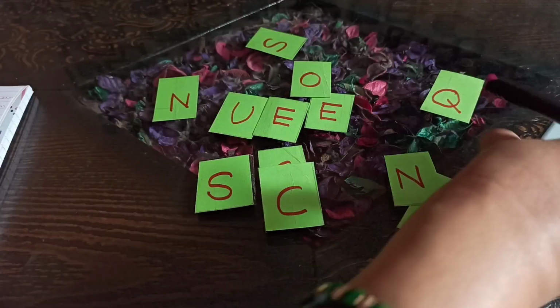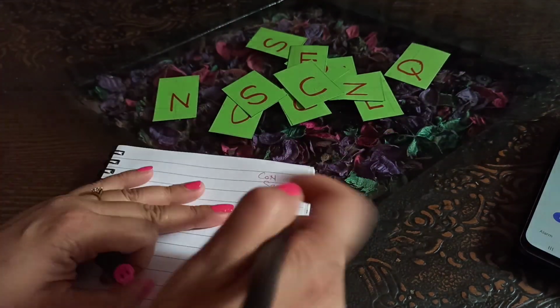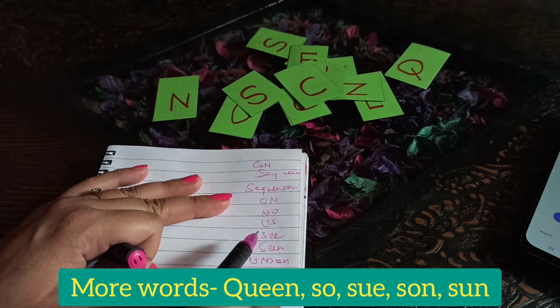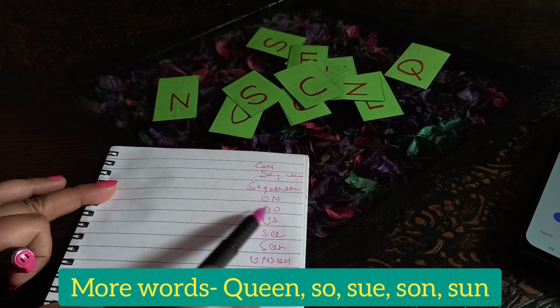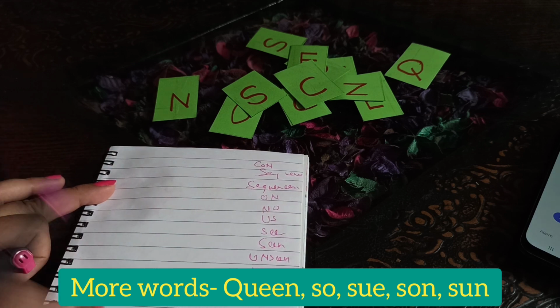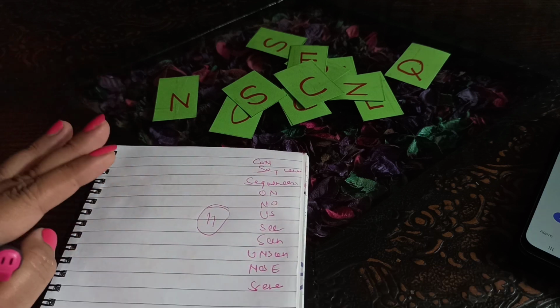So let's see how many words I have made. Let's count it. 1, 2, 3, 4, 5, 6, 7, 8. Let's count it again. 1, 2, 3, 4, 5, 6, 7, 8, 9, 10, 11. 11 words I could make in 3 minutes.